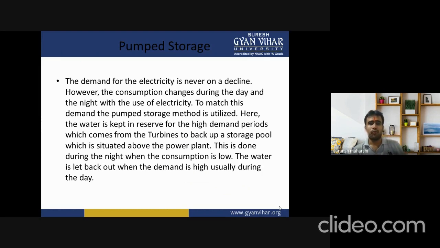Here, water is kept in reserve for the high demand periods. It comes from the turbine back up to a storage pool, which is situated above the power plant. This is done during the night when the consumption is low. The water is let back out when the demand is high, usually during the day.